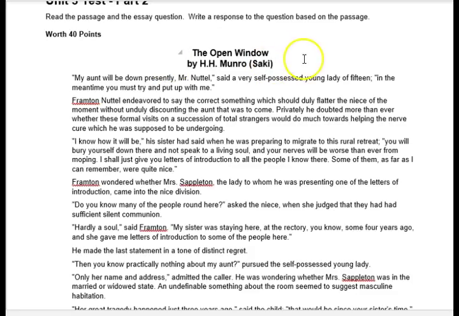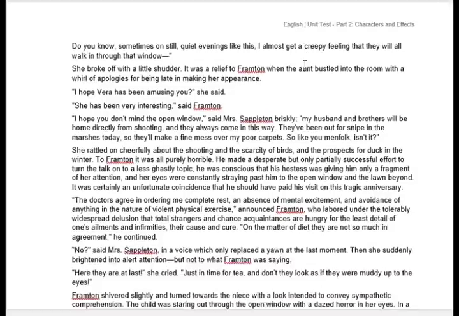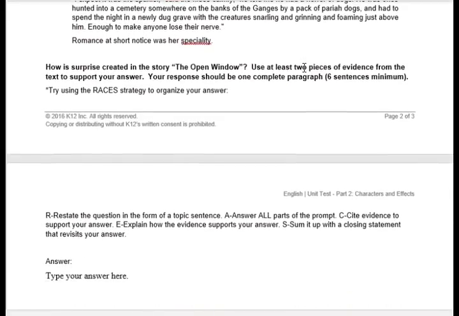Okay, so that was the read aloud for the story, The Open Window. And again, the question: how is surprise created in the story, The Open Window? Use at least 2 pieces of evidence from the text to support your answer. Your response should be 1 complete paragraph, 6 sentences minimum. Try using the RACES strategy to organize your answer.